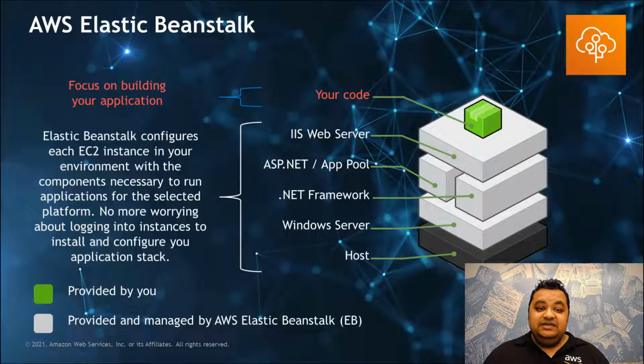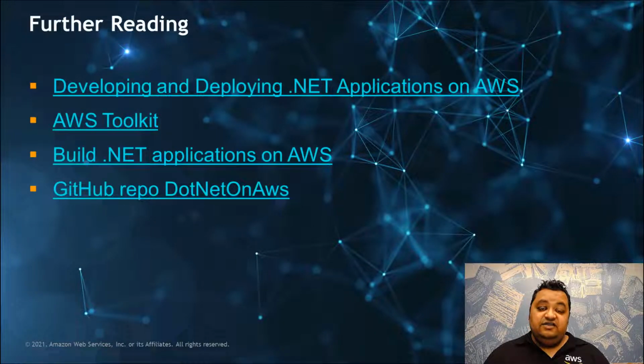Let's talk a bit more about AWS Elastic Beanstalk. Elastic Beanstalk basically configures the underlying infrastructure for your applications, and what that means is you no longer have to worry about provisioning instances, logging in, installing and configuring your application stack, but rather, as a developer, all you need to worry about is deploying your code out into an environment and rely on AWS to provision the appropriate configurations you have specified.